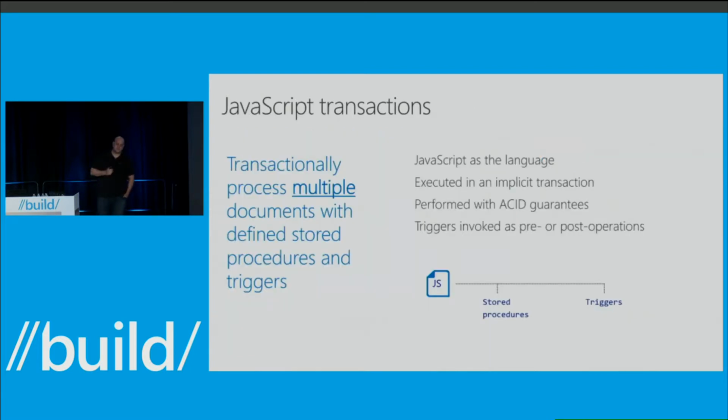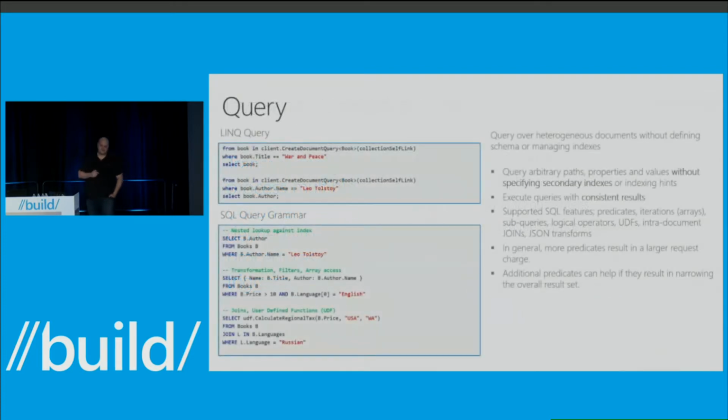So JavaScript transactions: these triggers and stored procedures allow you to do multiple document transactions. When you want to do a multiple document transaction, you use a stored procedure or a trigger. What you would do is you go in and define the stored procedure, I'll show you what one looks like, or a trigger. That can then perform operations against multiple documents and either commit the whole thing as a snapshot, as an ACID transaction, or if that stored procedure written in JavaScript throws an error, we roll back the whole thing, undo everything, and put the database back to a consistent state.